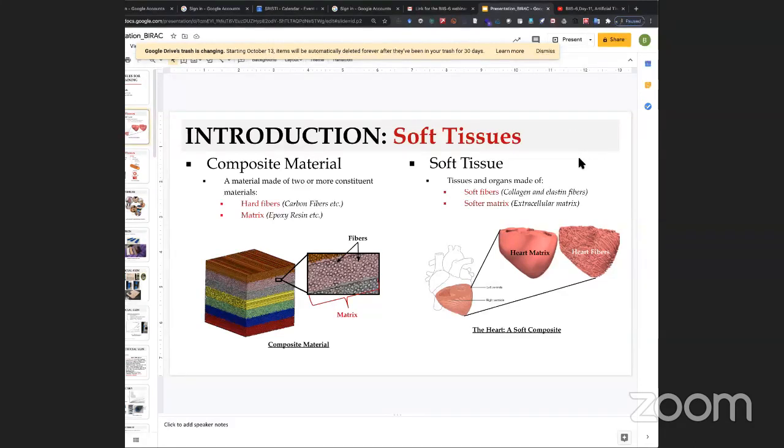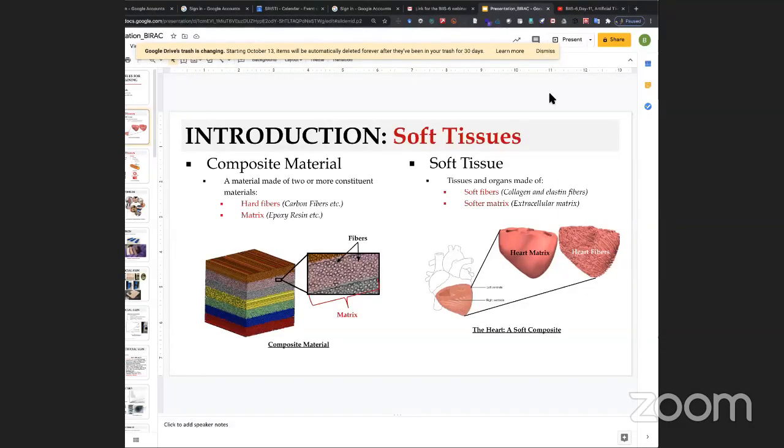Okay, so first of all I would like to start with the introduction on soft tissues. What is a soft tissue exactly? Soft tissue can be treated very similar to a composite material, which is made up of two constituents: hard fibers within a softer matrix. This forms a two-layer shape, which we can stack together to form a composite material, and this has very specific properties which we can tune.